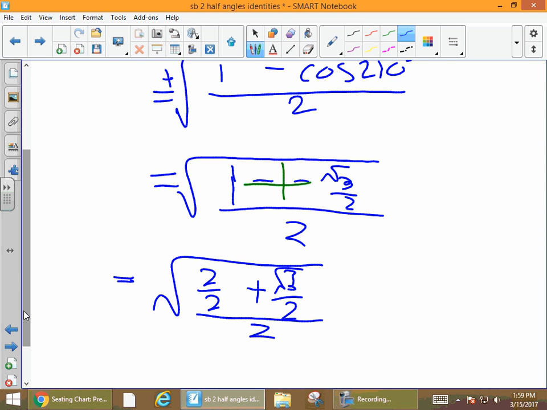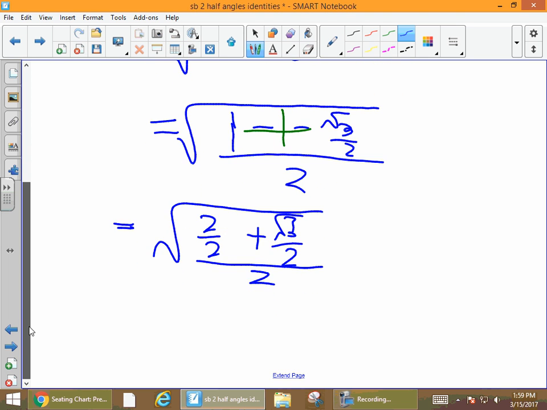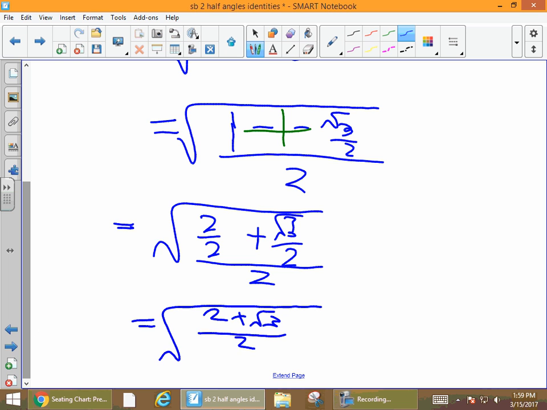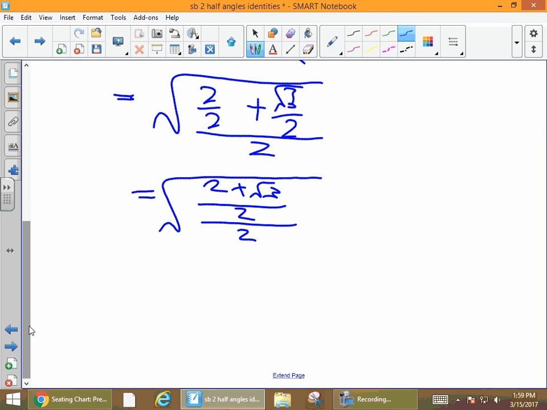How does that become 2 over 2? So 2 over 2 is the same as 1. It's just with a denominator of 2 for us. That way we can add these together. Because now that they have a common denominator, we can add the fractions by just adding their numerators. So we have 2 plus radical 3 divided by 2, all divided by 2. All we did was take our numerator and turn it into one big fraction. So 2 plus radical 3 over 2, divided by 2.